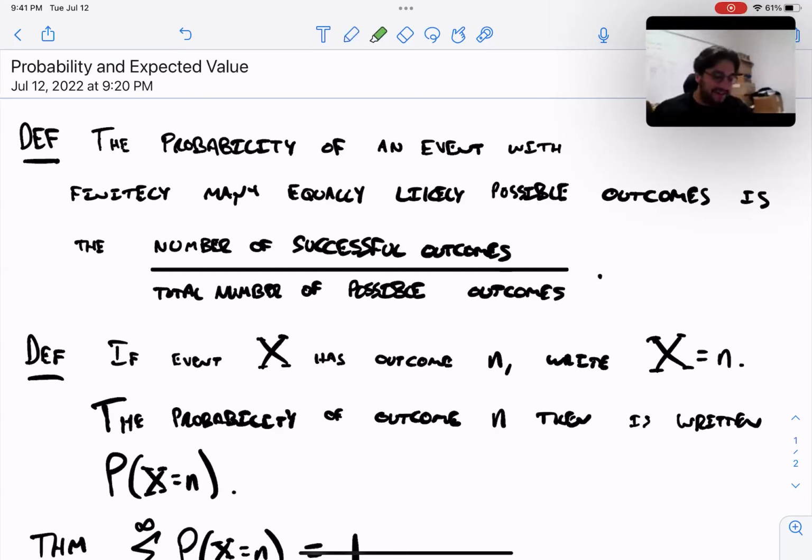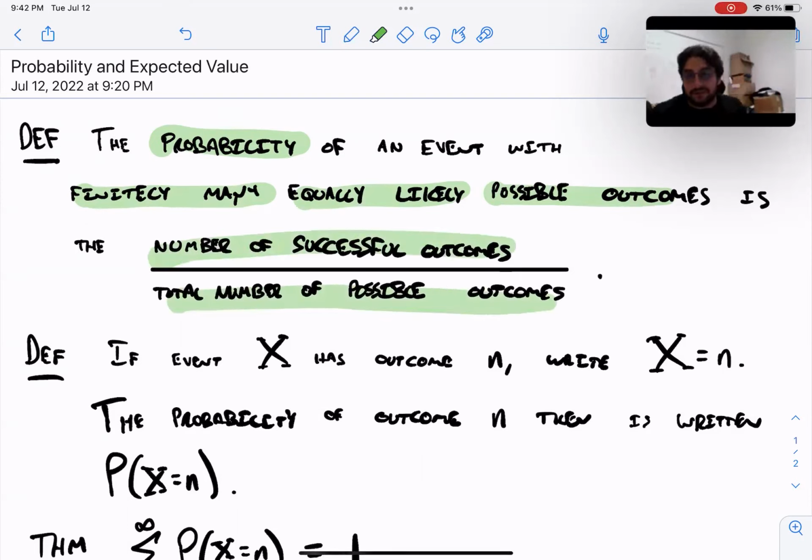So here, our first question is just, what is probability? The probability of an event can mean a lot of things, but suppose your event only has finitely many possible outcomes, and say among the possible outcomes, they're somehow equally likely. Any outcome is as likely as any other among the set of all possible outcomes. A good way to think of that is, say I'm rolling a standard die: 1, 2, 3, 4, 5, and 6, they're all equally likely. And the definition of the probability of an event then is the number of successful outcomes divided by the total number of possible outcomes.